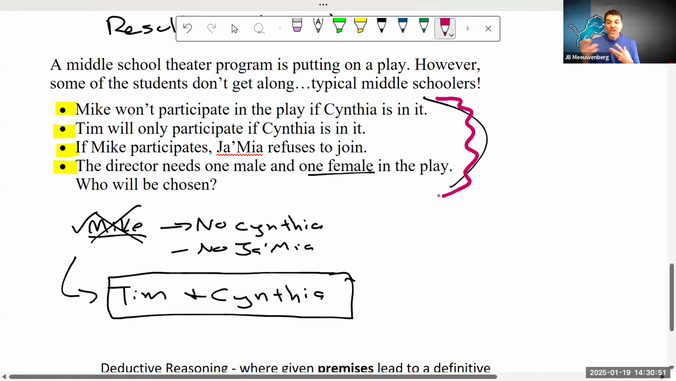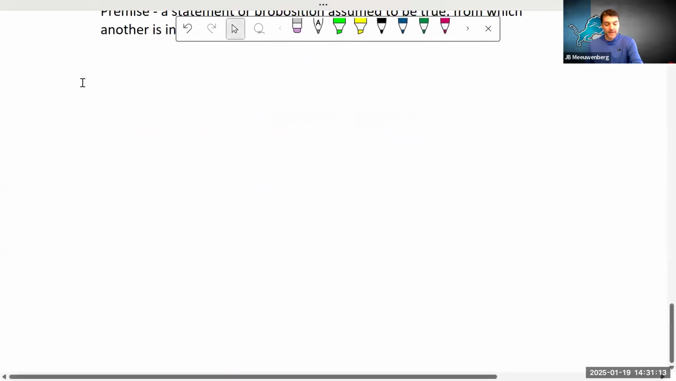We can't ignore any of it, and we have to draw some conclusion for who will be chosen. And we found out that would be Tim and Cynthia. All right, so how do we do this then? I just gave you this example where we kind of just talked through it, right? But there are some other strategies we can use to solve problems using deductive reasoning.